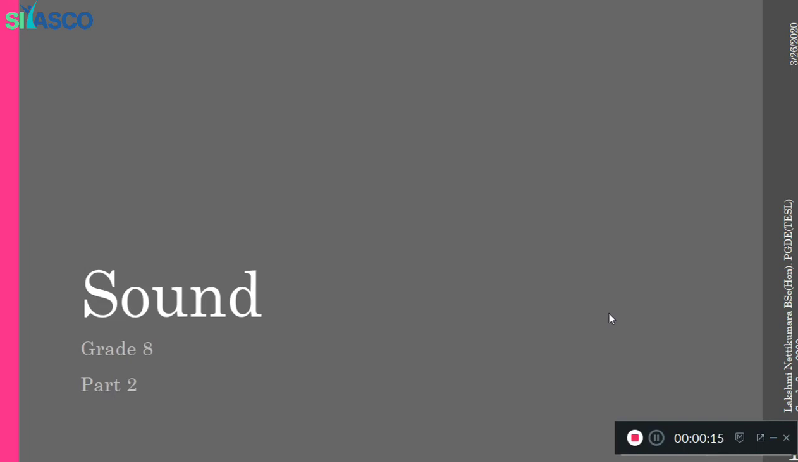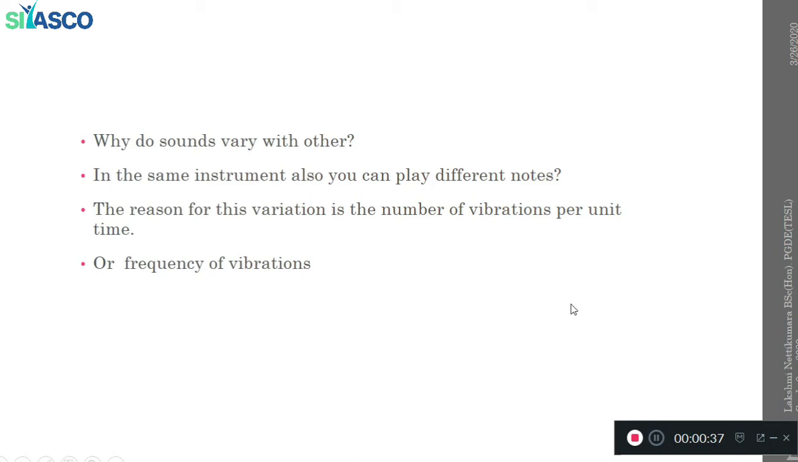Let's begin. In the first lesson, you already learnt about various sources of sound, and also we can identify there are various kinds of sounds. I'm sure you can differentiate a cat's sound from birds chirping. Why does this kind of variation occur? Even within the same instrument, we know there are different notes. Why? What is the reason behind it?